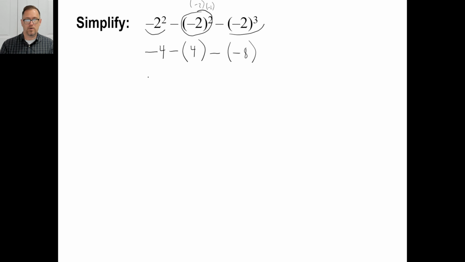All right, so let's keep going. Negative 4, then minus 4. Then the opposite of negative 8 is positive 8. And of course, negative 4 minus 4 is negative 8. Plus 8 is 0. So the answer is 0.